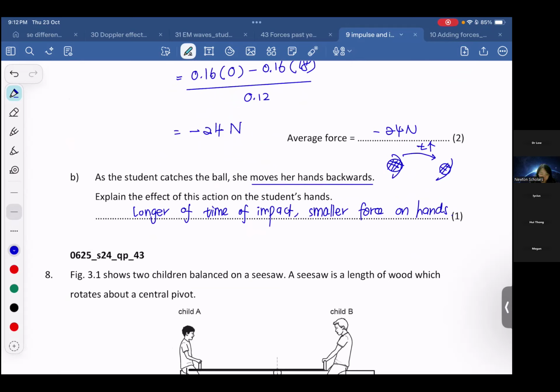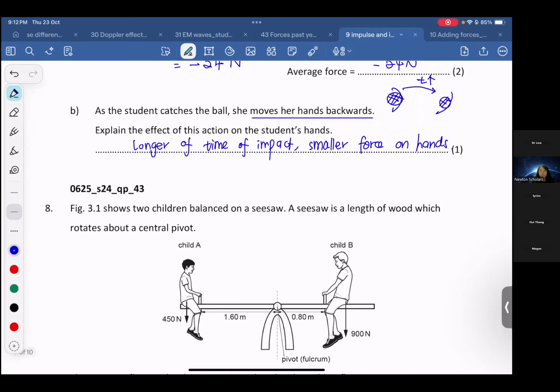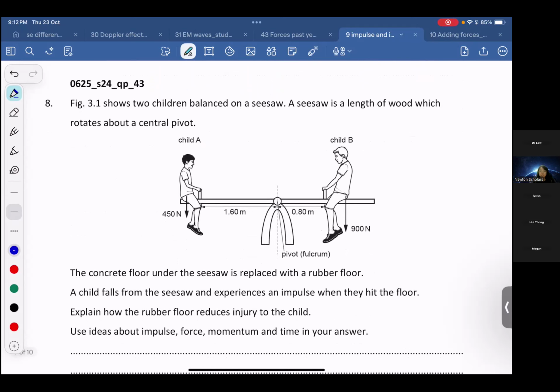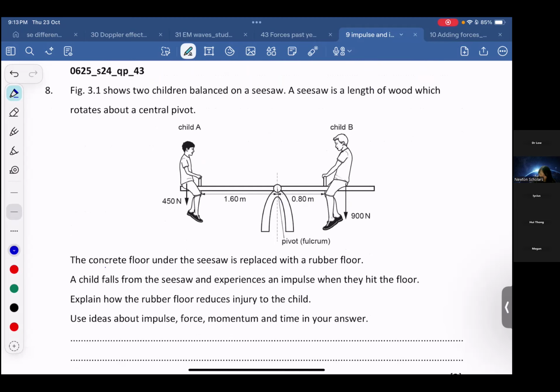Is it okay, dear? Can I proceed to question number 8? Teresa said okay, Megan okay. This question is from last year, 2024. Two children balance on a seesaw, a length of wood which rotates about a center pivot. The concrete floor under the seesaw is replaced by rubber. So ask yourself, what is the difference between concrete and rubber? Why change it to rubber?